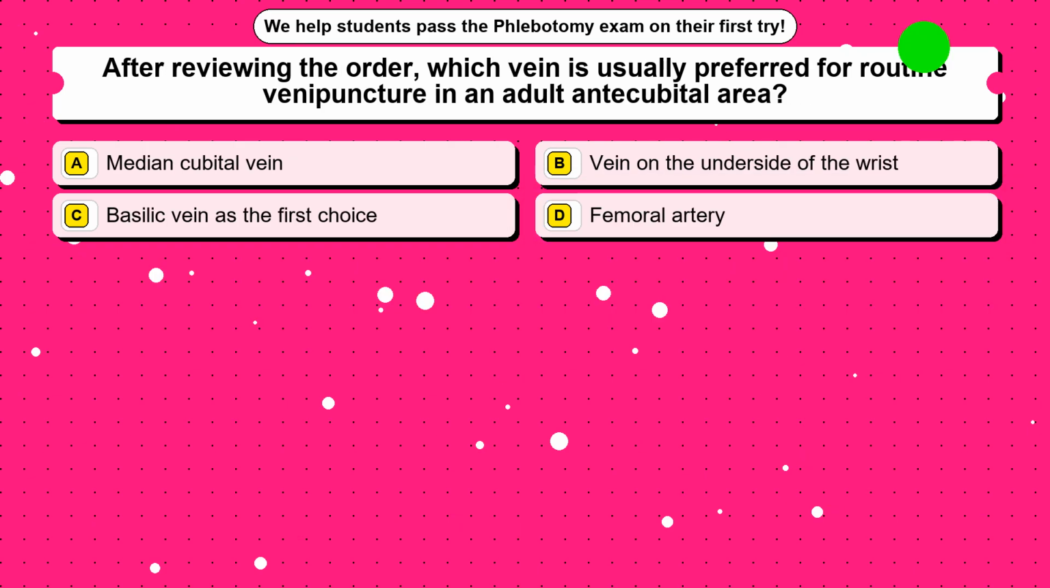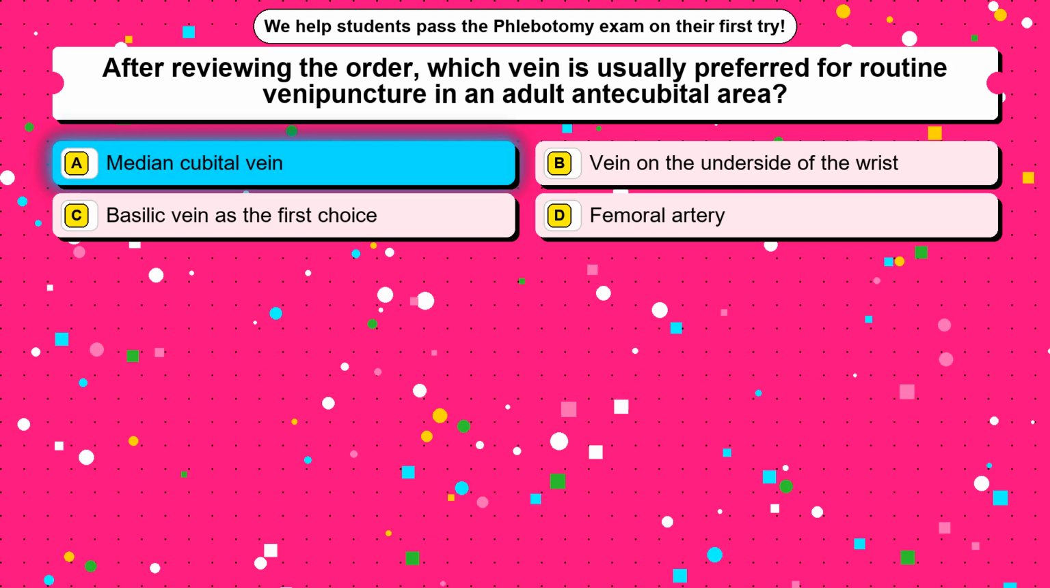Question 26. After reviewing the order, which vein is usually preferred for routine venipuncture in an adult antecubital area? Option A. Median cubital vein. Option B. Vein on the underside of the wrist. Option C. Basilic vein as the first choice. Option D. Femoral artery. The correct answer is option A.